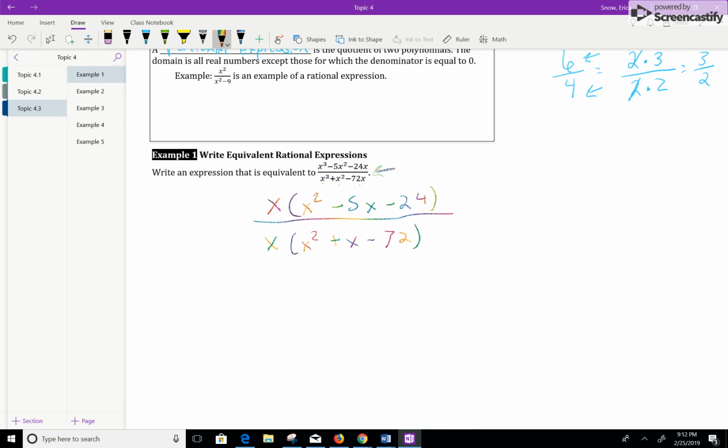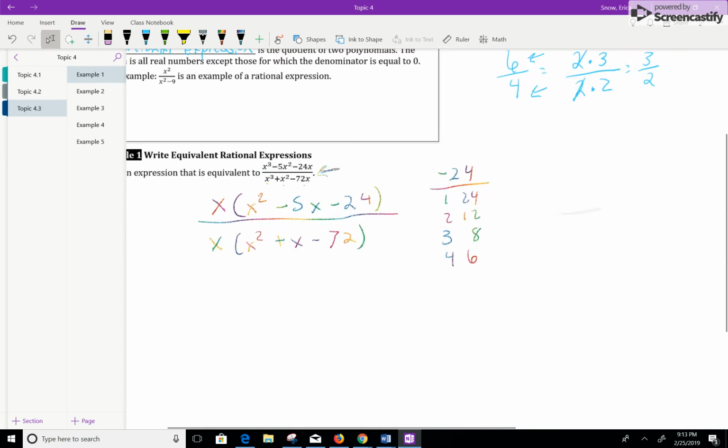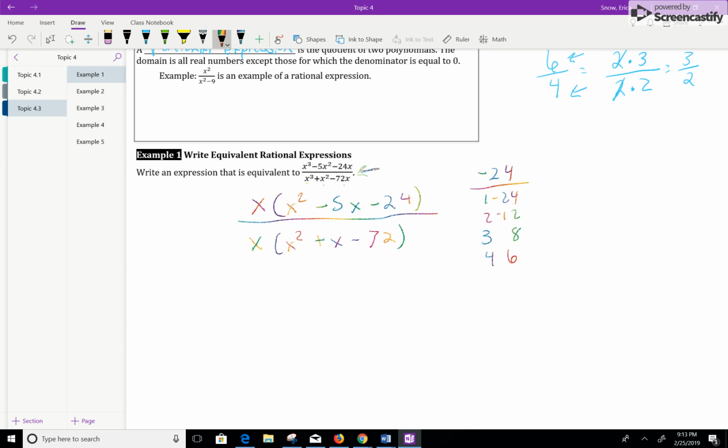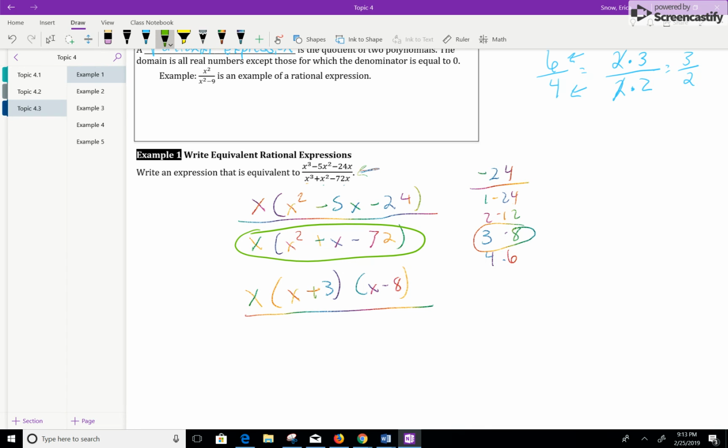Then we look at what's inside of our parentheses. Here we have negative 24, so 1 and 24, 2 and 12, 3 and 8, 4 and 6. The 24 is negative, our 5 is negative, so we're going to make each of these negative, and that is what they add up to. So then our top becomes x times x plus 3 times x minus 8. Now we know that we have that in factored form. So now I'm going to do my bottom.